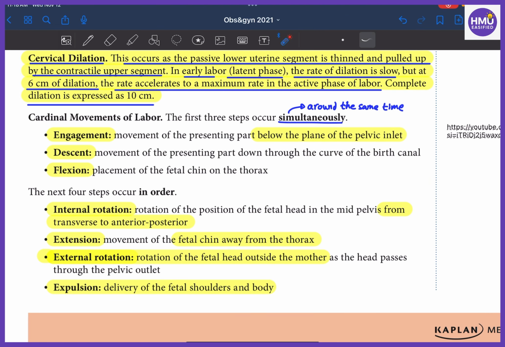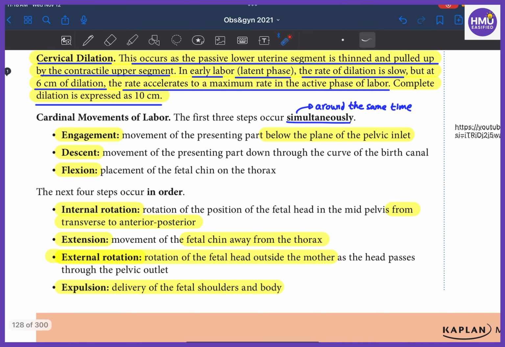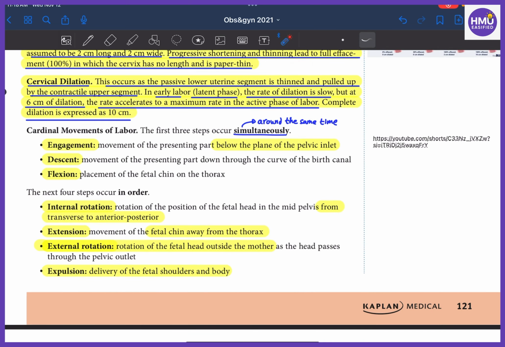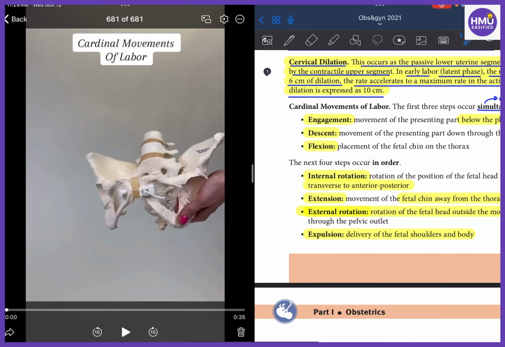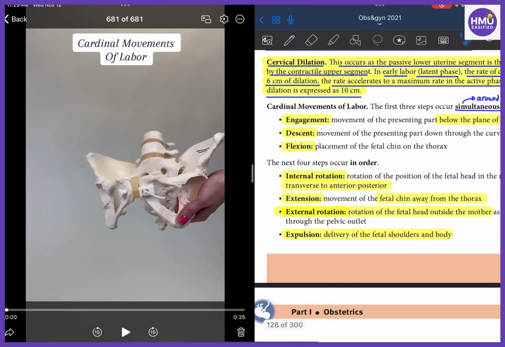Okay, so for the first 3 steps, I just want to say this, and we're going to check it on a video. The first 3 steps occur simultaneously, around the same time: engagement, descent, and flexion. And the next 4 steps occur in order, which is internal rotation, extension, external rotation, and expulsion. We can see there's a rotation here, and this is internal, this is external. And then we have an extension and expulsion. We can memorize this easily, so I will not read any of the points. We're just going to watch a little video on it, okay?